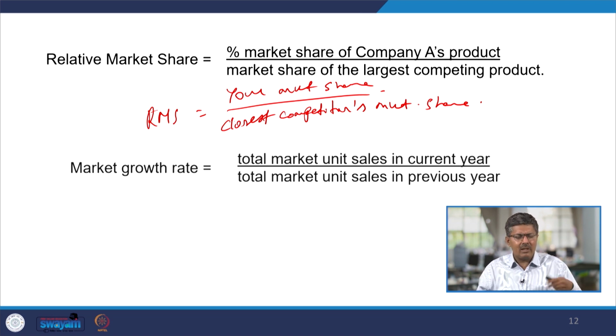From the other's point of view also, you can think that I am having a market share of 12%, and my closest market share competitor is having a market share of 13%. It is possible that it is higher than me also.